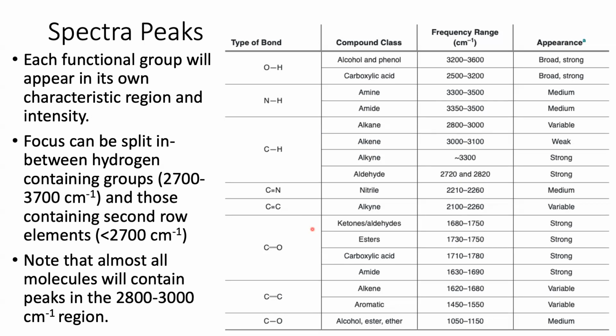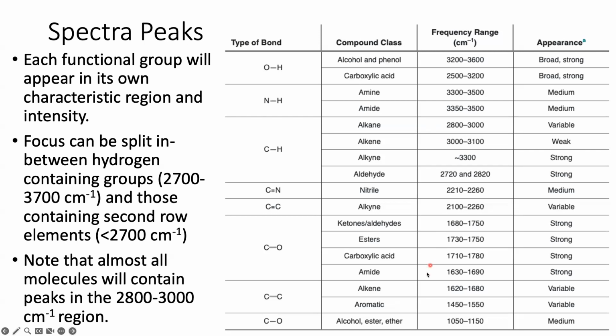Now, one of the things I want you to note is that because we are going to be looking at a lot of organic molecules, we're going to have a lot of carbon-hydrogen bonds. So expect a lot of peaks in that 2,800 to 3,000 inverse centimeter region, because we're going to have a lot of those. We're also going to have a fair bit of absorption in the carbon-carbon bond region.